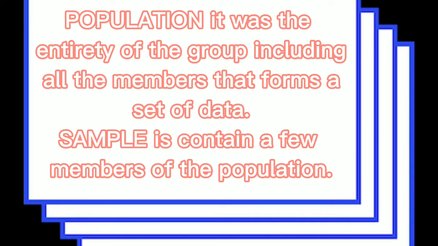When we talk about population, it is the entirety of the group, including all the members that form a set of data. For example, isang school, isang city, or isang barangay, and so on. If the population is the entirety of all members, our sample naman contains a few members of the population. Kumbaga, we are getting our sample. The purpose of getting our sample is to represent the characteristics of the whole population. So let's discuss the first type of sampling technique.